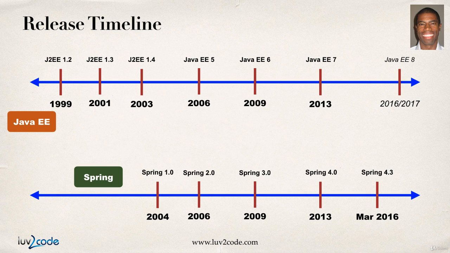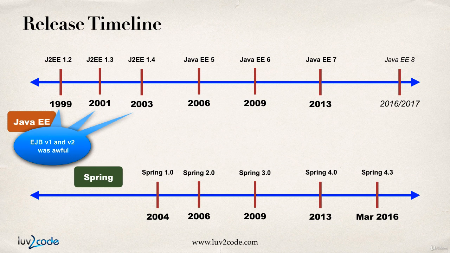So let's look at kind of the release timeline. Here's the timeline for J2EE or Java EE. It started off in '99 and moved all the way down to our current state, Java EE 7 in 2013, with Java EE 8 coming real soon, 2016, 2017. Around the 2001, 2003 timeframe, everyone was just kind of fed up with Enterprise JavaBeans and didn't want to do it anymore.